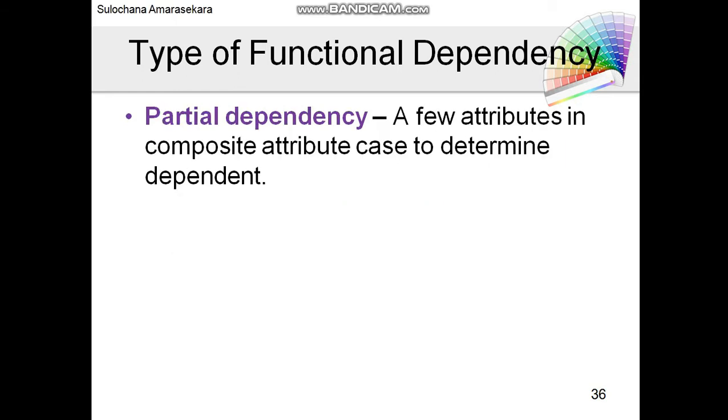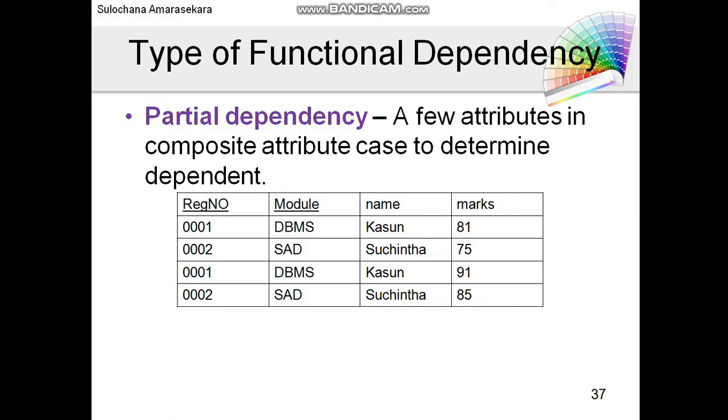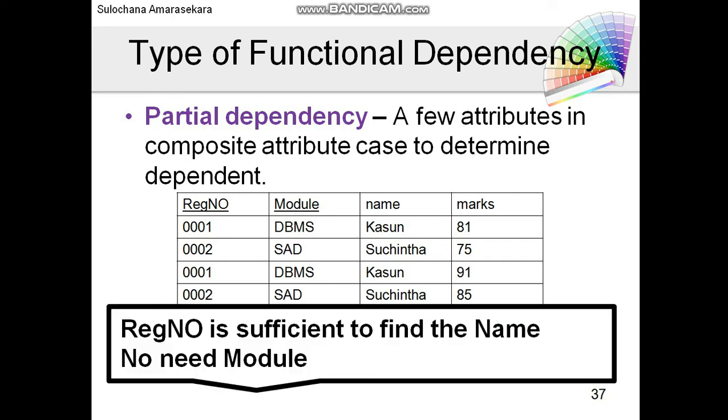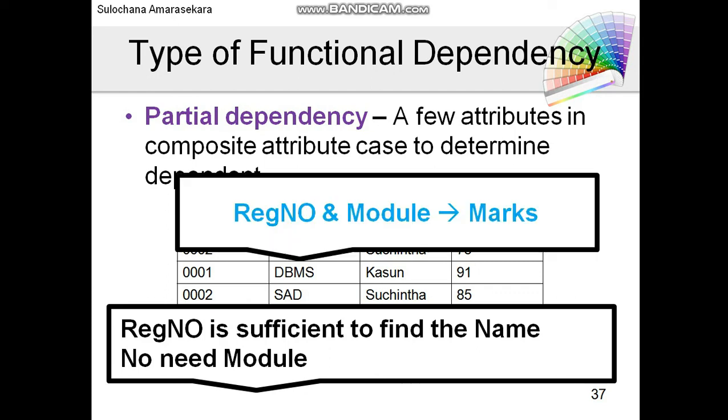Next, partial dependency. Some attributes which come under the composite determinant are needed to obtain the dependent. There is some attribute under the composite determinant which isn't needed to obtain the dependent. Consider the same example. You can see here the registration number is enough to obtain the name of the student. Module isn't needed to obtain the name. That means name partially depends on registration number and module.